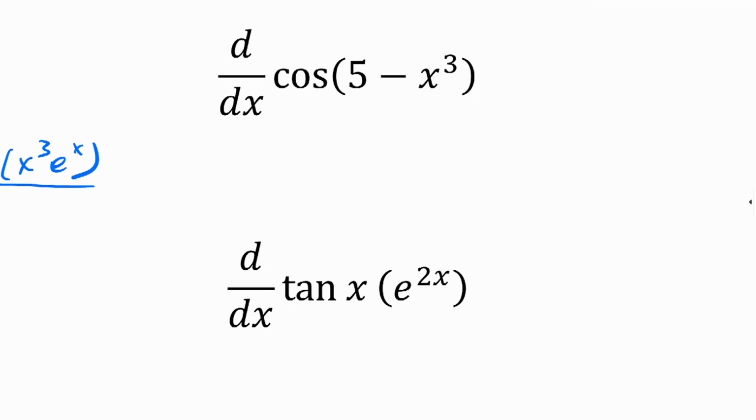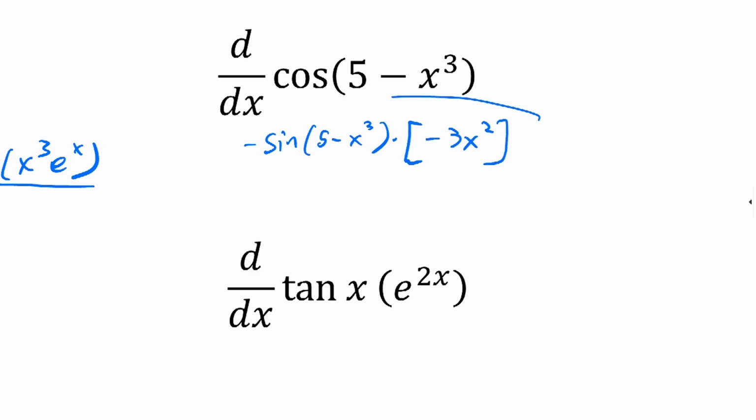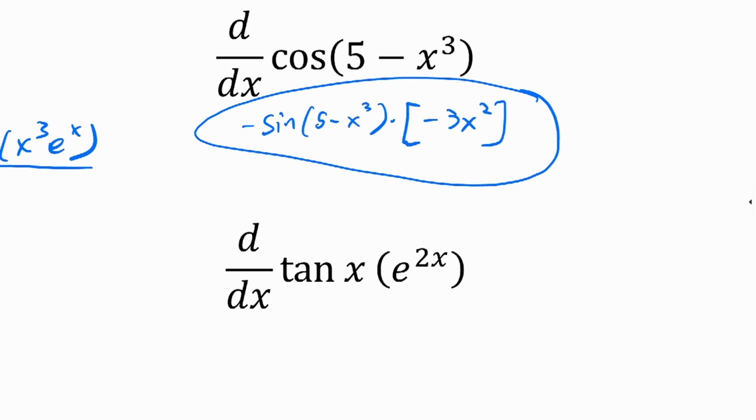Alright, so a little simpler of a problem here, just a basic chain rule problem. Derivative of cosine of 5 minus x cubed. Well, this is just negative sine of 5 minus x cubed, chain. Derivative of 5 minus x cubed is just negative 3x squared. Don't forget that negative sign, okay? There you have it.